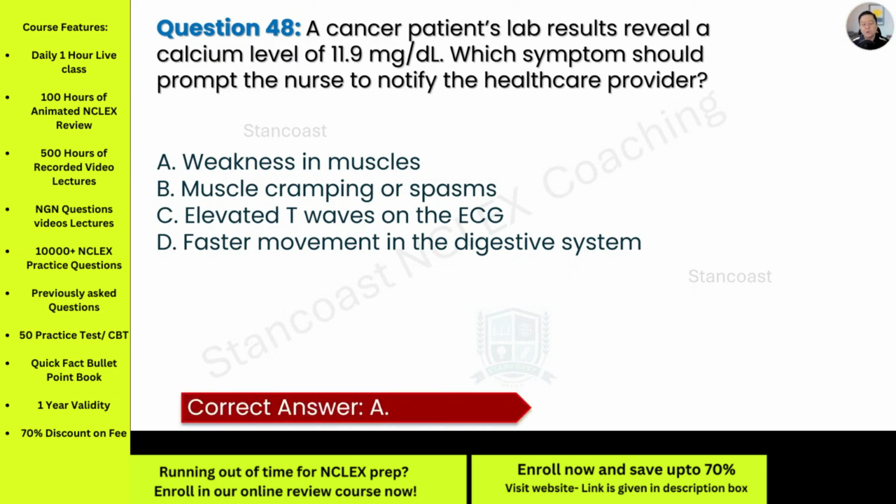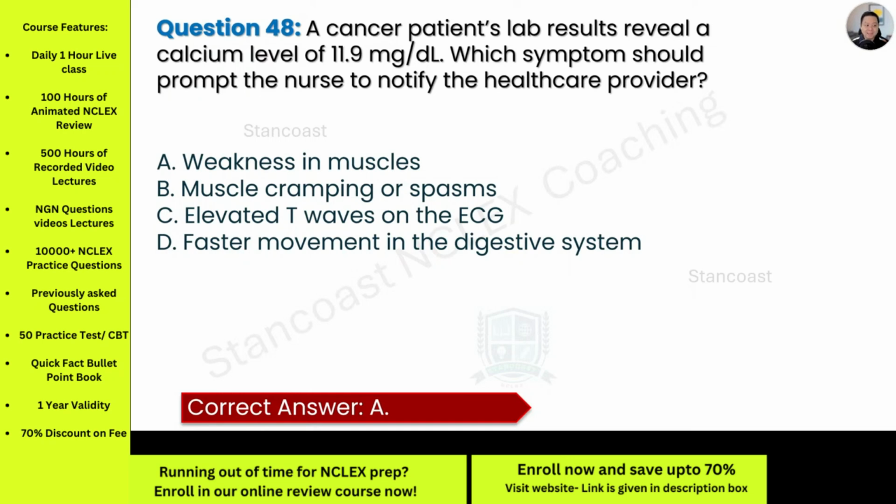Take note about the normal calcium levels, the range. It's supposed to be at 8.5 to 10.5 milligrams per deciliter. And so the 11.9 milligrams per dL is already hypercalcemia, which will reduce the neuromuscular excitability. It will lead to muscle weakness, and this is something that you can see in cancer patients due to the bone resorption or tumor related effects.